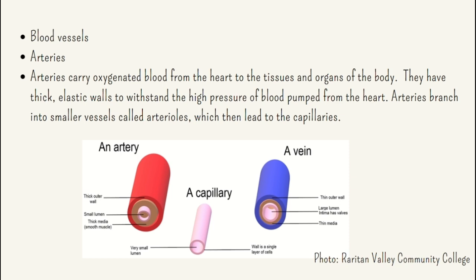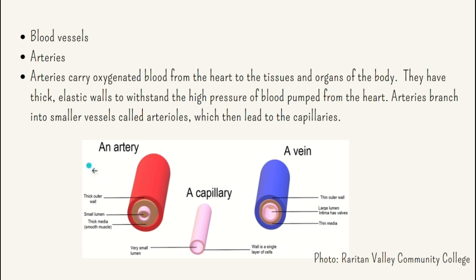So we have different blood vessels, and they are arteries, veins, and capillaries, right? In their structures, they are very, very different. And there's a photo right here comparing the three of them. So we can see an artery, we can see the vein, and then the capillary. Usually the artery is the biggest one, right?